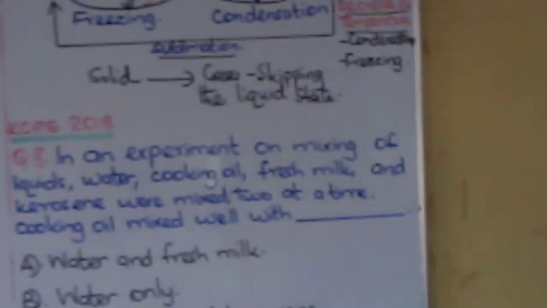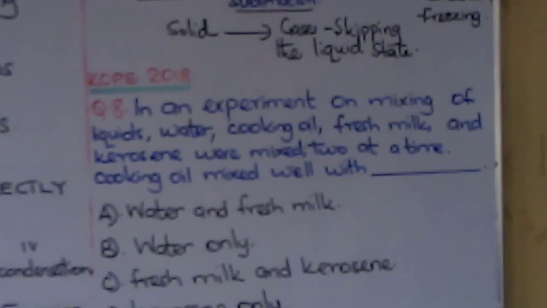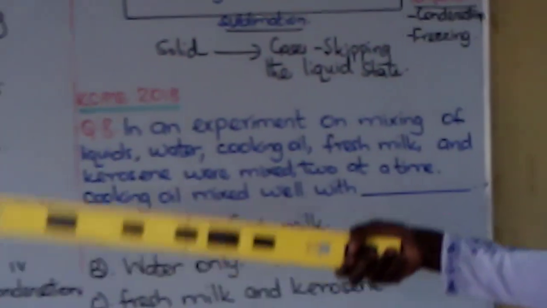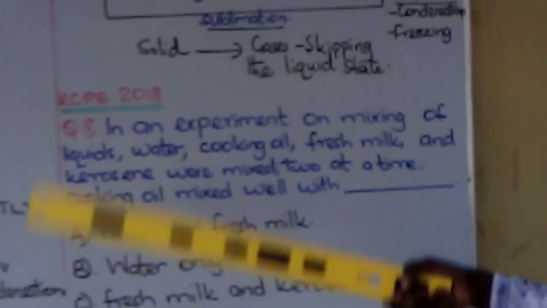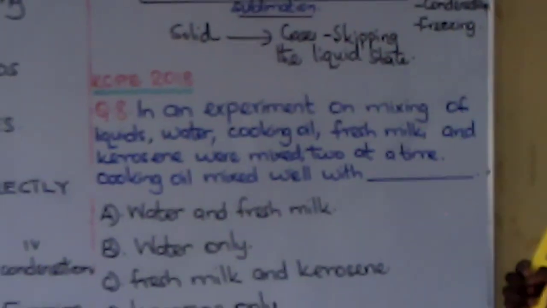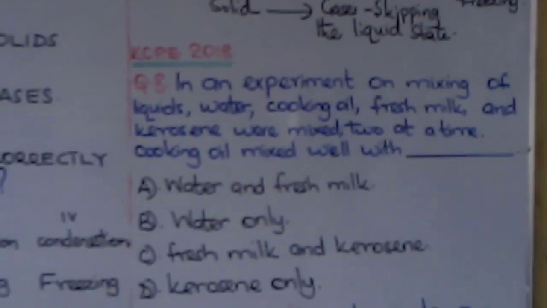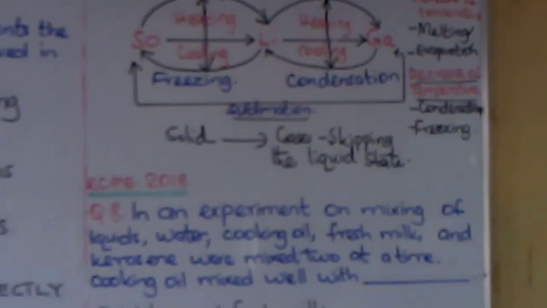Question number 8 of 2018. So that was about change of state. And change of state is learned in which class, boys and girls? Is it standard 5? Correct. Standard 5. Now let's come here.